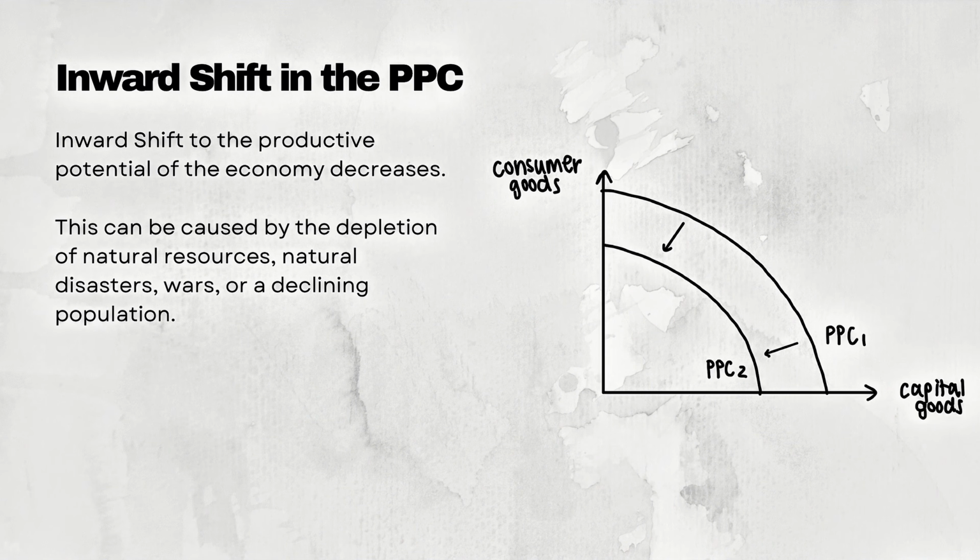And the inverse is also true. This is when the PPC curve shifts inwards from PPC 1 to PPC 2. And this could be a depletion of natural resources, natural disasters, wars, or a declining population of an economy. This will mean that they'll have less resources to utilize in order to make consumer goods and capital goods. Continuing using my example of Usain Bolt, imagine him losing 50% of his muscle. These will be 50% of his resources that allows him to run really fast. And due to losing 50% of his muscle, his maximum potential to run 100 meters will go down.